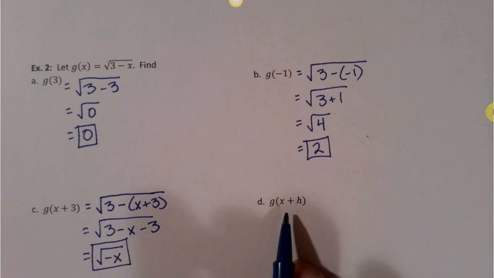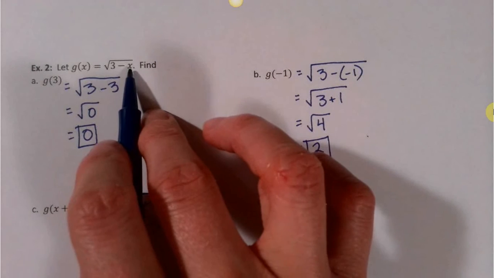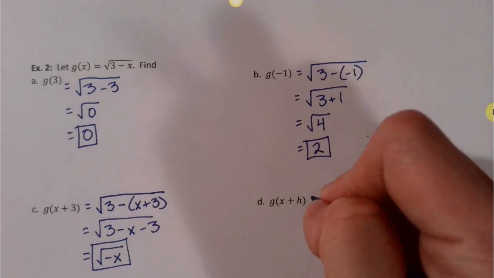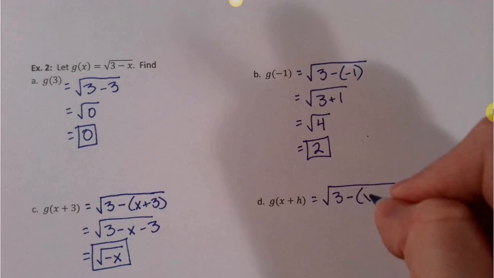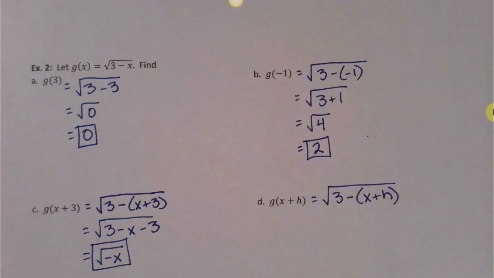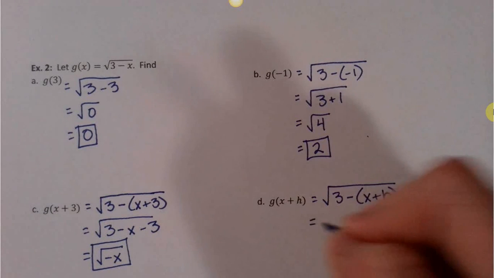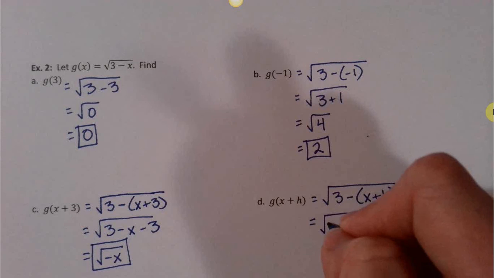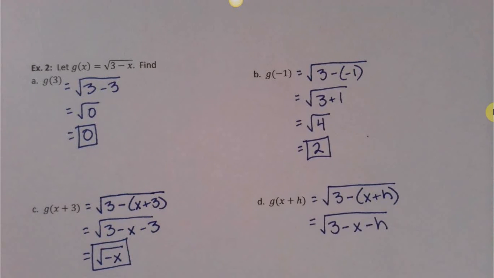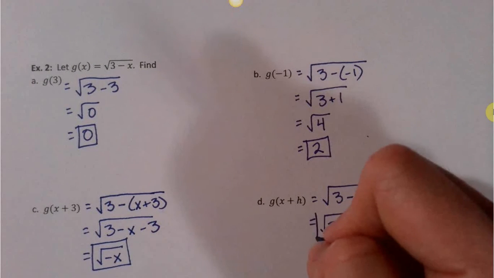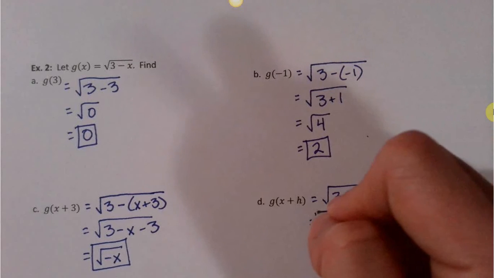And g of x plus h is telling us to plug an x plus h in place of this x. So that will look like the square root of 3 minus parentheses x plus h, and then distributing the negative will give us the square root of 3 minus x minus h. No like terms there to combine, so this would be our answer.